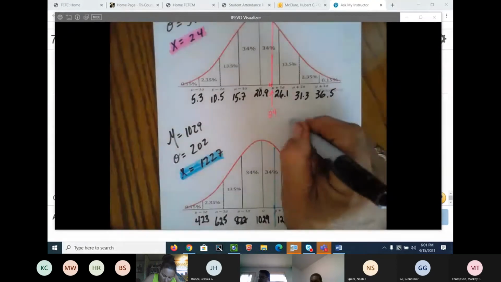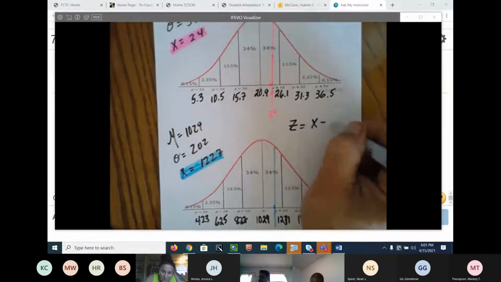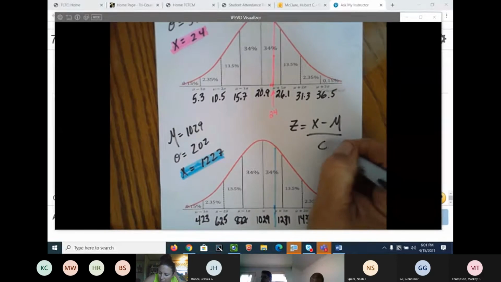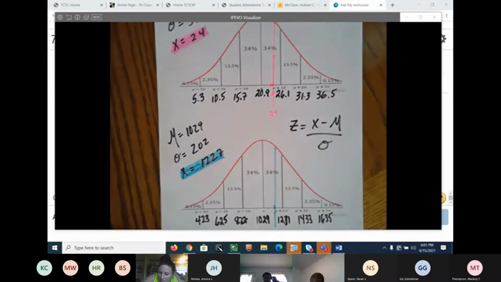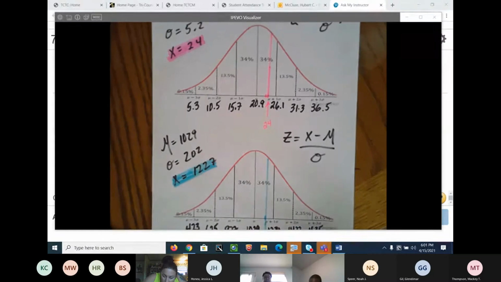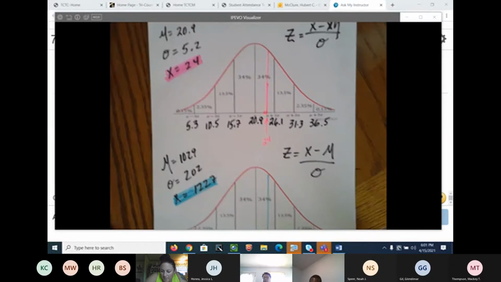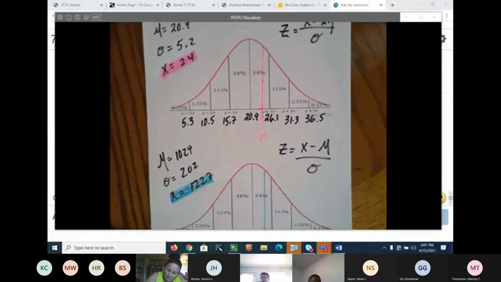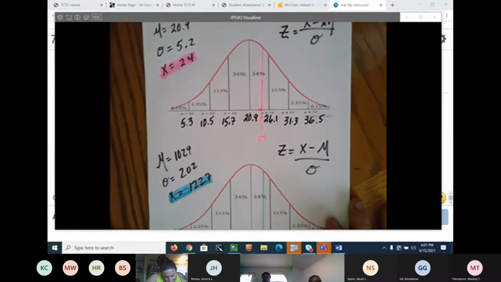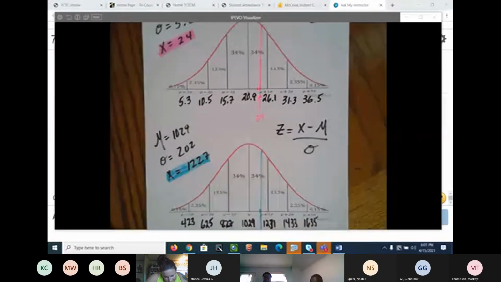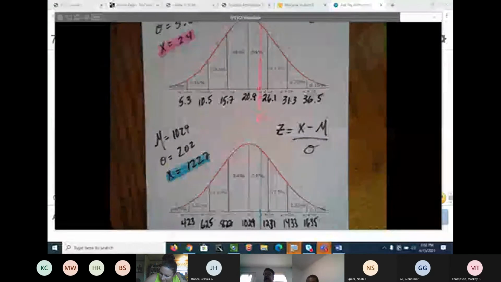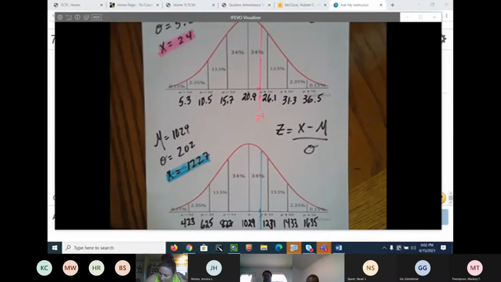Okay, z is equal to x minus mu over standard deviation. So that's the formula that we learned back in chapter 3. And all you got to do is plug and chug. Now, I'm going to transfer all of this to a big graph, because now we're doing a z-score. Because I have shown y'all that these two graphs right here tell us absolutely nothing. They don't tell us anything. So I've got to change this into a z-score.